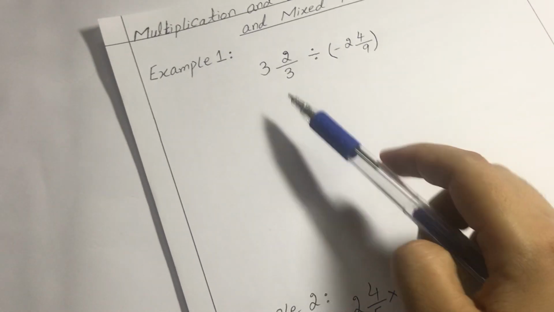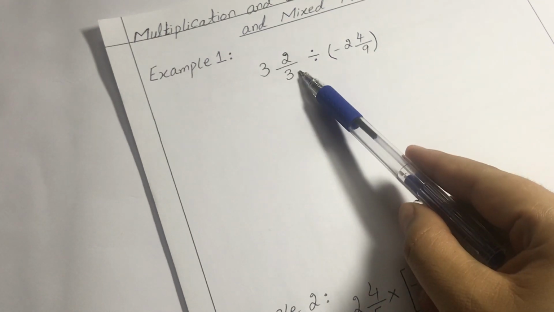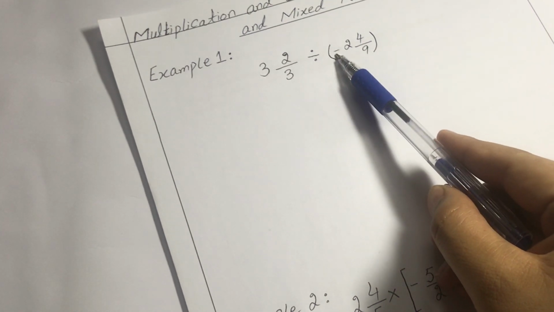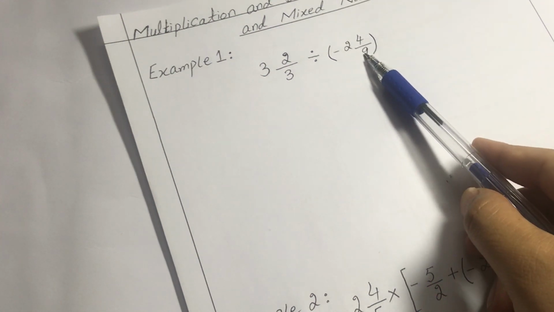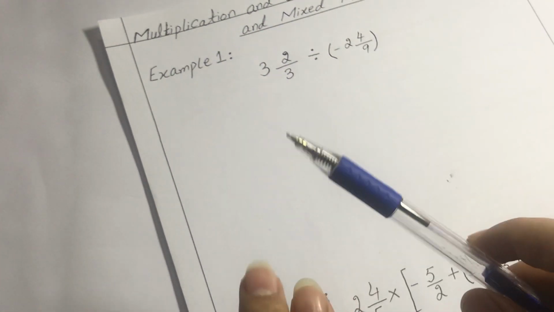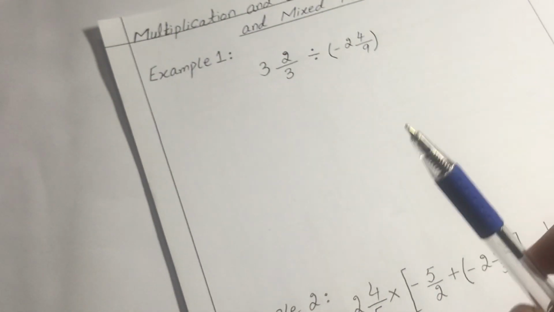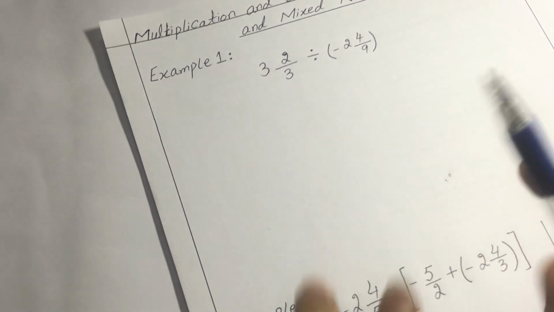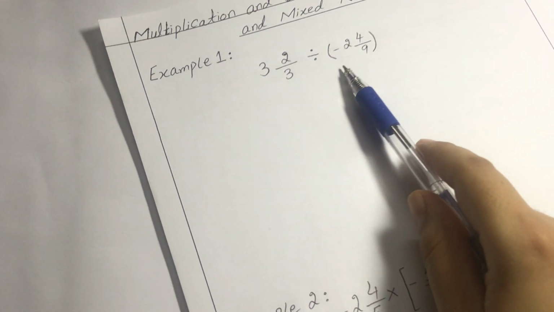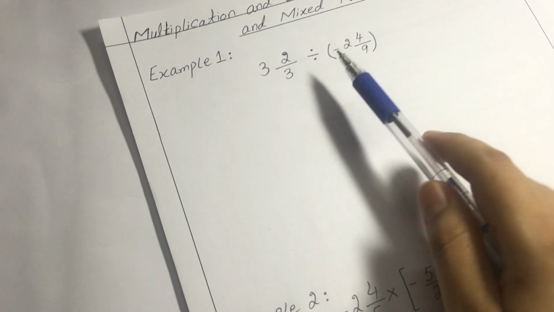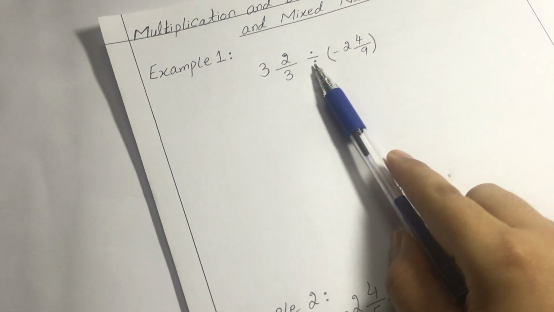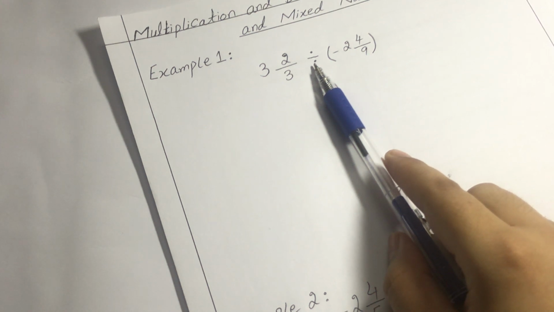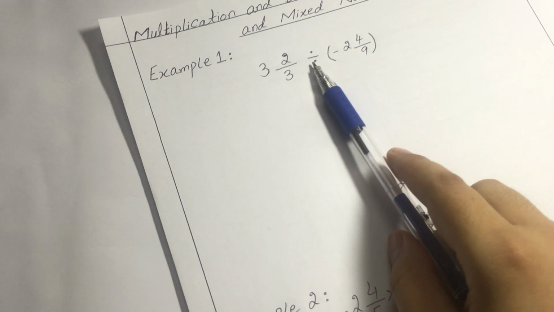Now, our first example is 3 whole number 2 over 3 divided by negative 2 whole number 4 over 9. Students, in the addition or subtraction of negative fractions, we have learned that first we have to expand the bracket. But when we have multiplication or division, we will never expand the bracket, right? We will never expand the bracket.